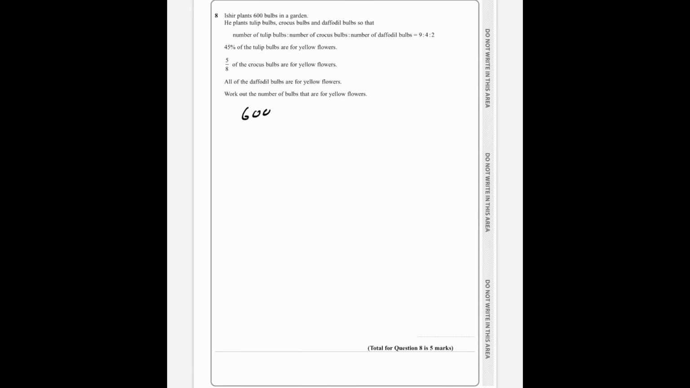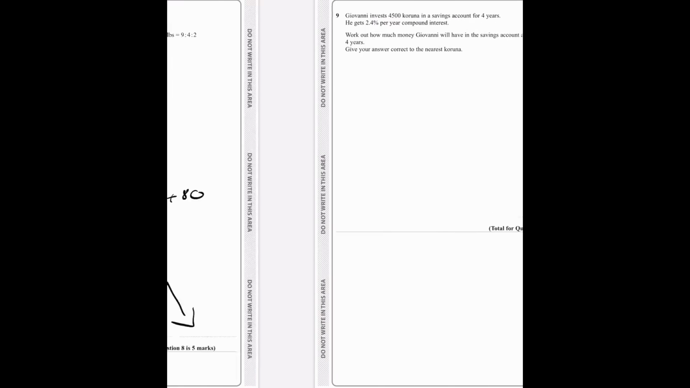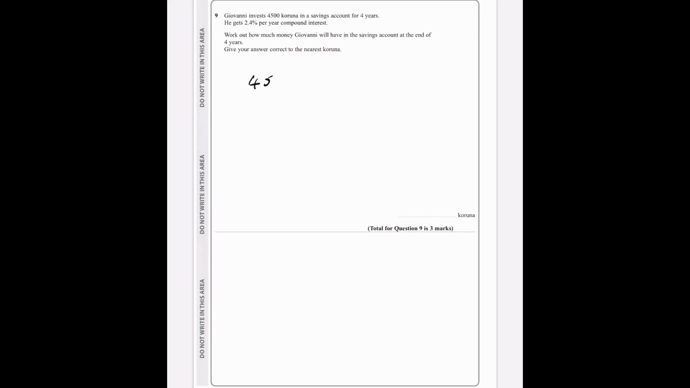Question number 8 is a ratios question. We've got a total of 15 parts, 9 to 4 to 2, 9 plus 4 plus 2 is 15. So if I split the 600 between those 15 parts, each part is worth 40. So we have 360 tulips, 160 crocuses, and 80 daffodils. And then I just work out the number of each one of those that are for the yellow flowers. 45% we can times by 0.45. 5/8 we can times by 5/8, and all of the daffodils are there. And then sum those to get 342.